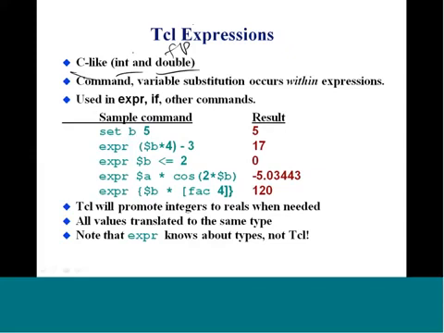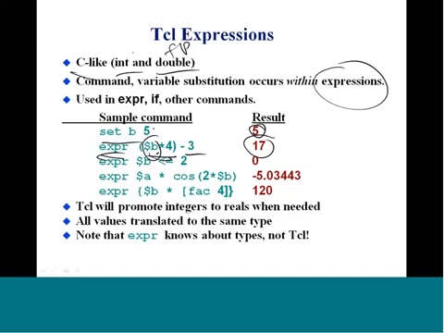So what do we mean by the command and the variable substitutions, and how are these expressions done? Here are some sample commands. Set b 5, so the result is 5. Now we have this command called expr, $b times 4 minus 3, so the answer is 17 because this gets substituted with 5, so it's a variable substitution. So that is 20 minus 3, which is 17.